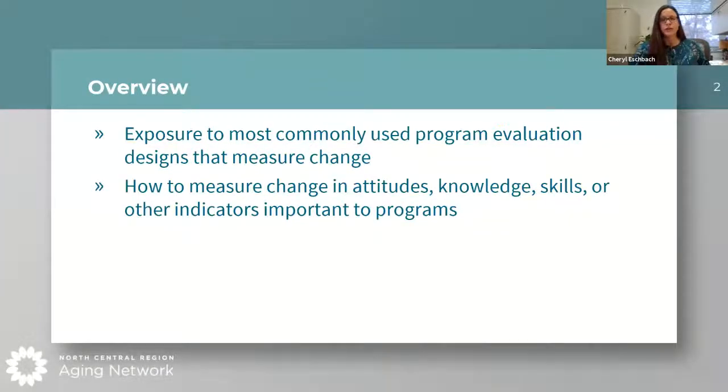The overview is I want to expose you to the 3 most commonly used program evaluation designs that measure change. Then I'm going to talk about how we measure changes in attitudes, knowledge, skills, or other indicators important to the program. And I'm going to show you some examples of Michigan State University Extension program evaluations that utilize these different designs.